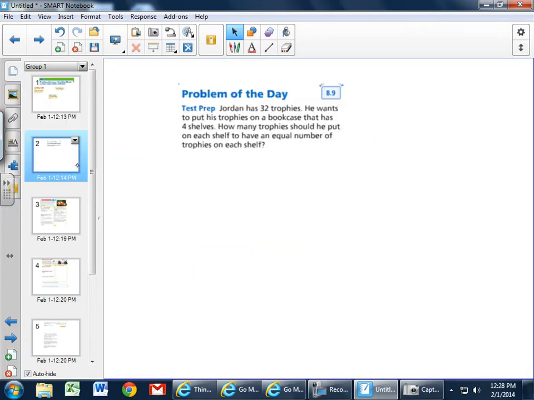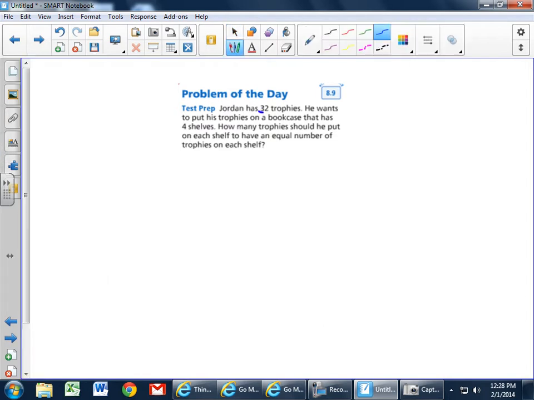Getting our brains warmed up today, we're doing problem of the day and other test prep. Jordan has 32 trophies. He wants to put his trophies on a bookcase that has 4 shelves. How many trophies should he put on each shelf to have an equal number of trophies on each shelf? So we should start by drawing our 4 shelves.